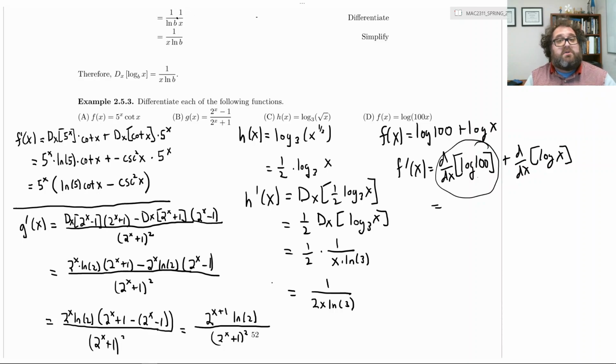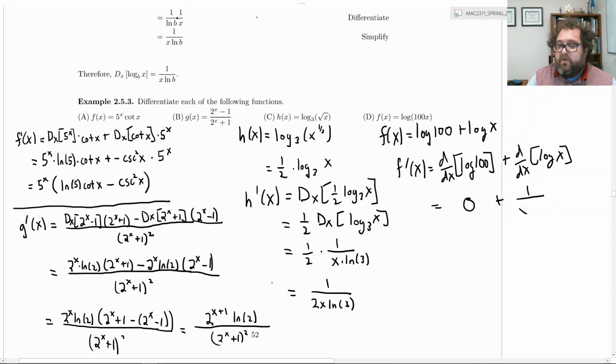So what's the derivative of 2? It's 0. It's a constant, 0. Plus, and then what's the derivative here? Well, it's 1 over x times natural log of the base. But again, the base is 10, so natural log of 10. So we get 1 over x times natural log 10. Cool. So there's some examples of derivatives that involve non-base e, non-natural logarithms, and non-base e, non-natural exponentials.